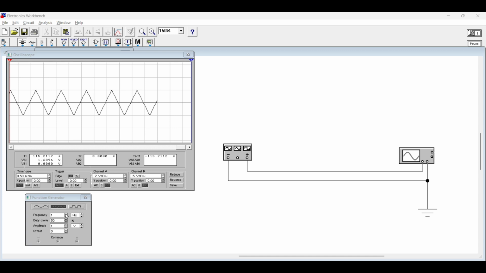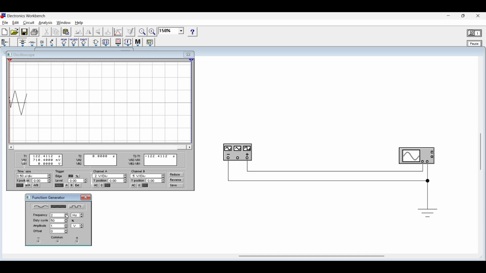To make the time scaling, we set the signal generator to 3 different frequencies. First 2 kHz, then 1 kHz, and finally 0.5 kHz.